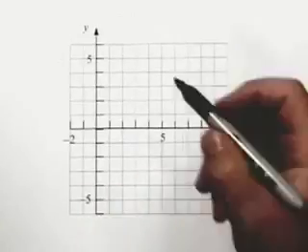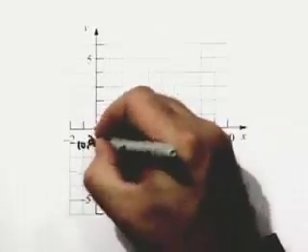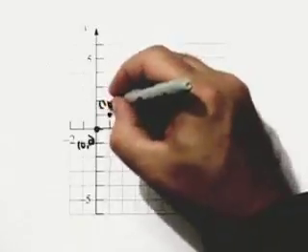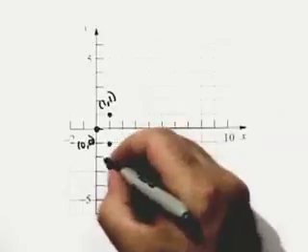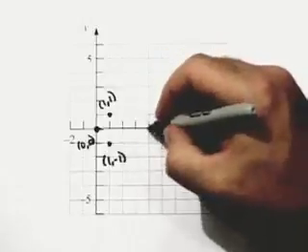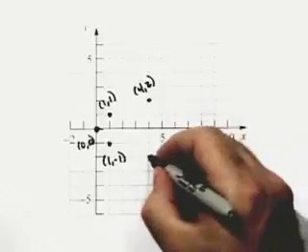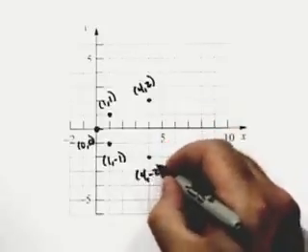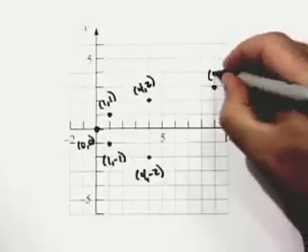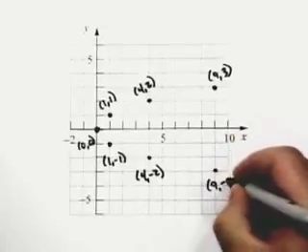We'll go to our grid. We're going to plot the intercept at 0, 0. We found the point 1 comma 1. And from symmetry, we found the point 1 comma negative 1. We also found the point 4 comma 2. And from symmetry, the point 4 comma negative 2. And lastly, we found the point 9 comma 3. And from symmetry, the point 9 comma negative 3.